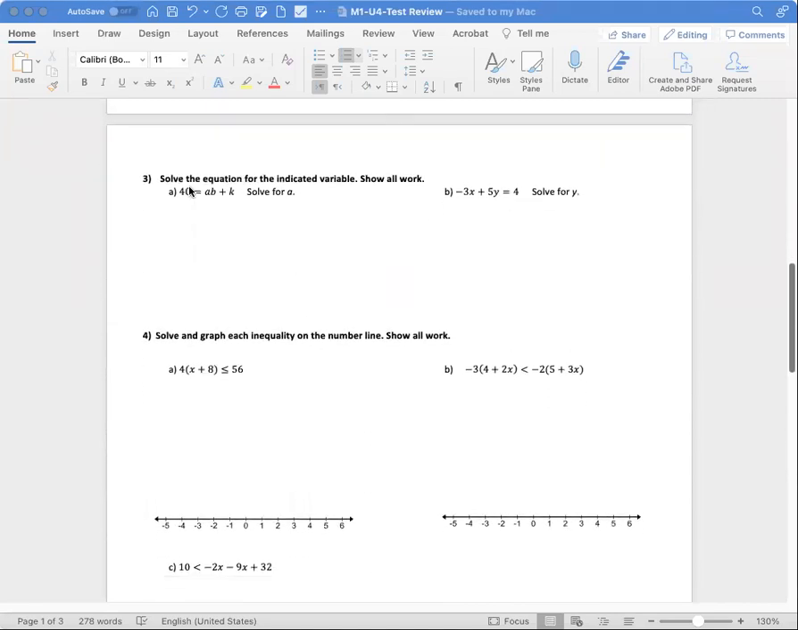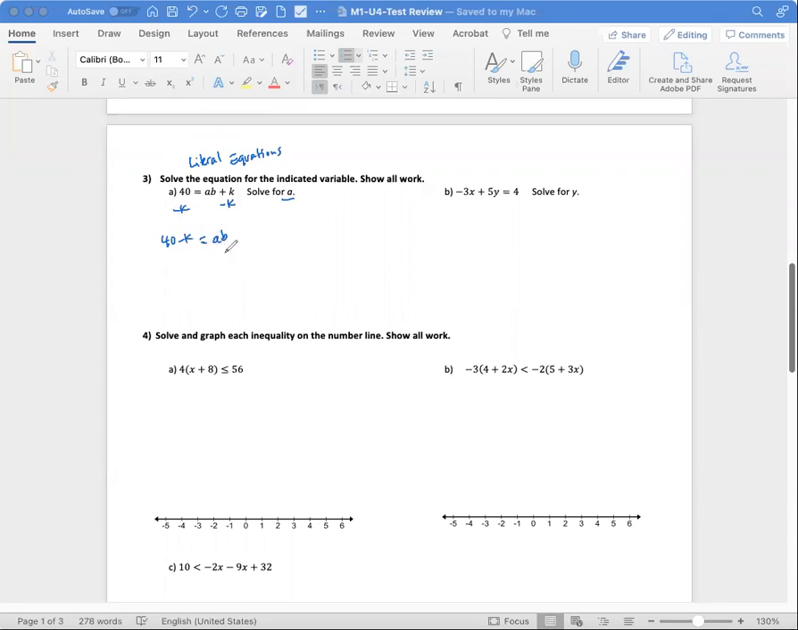Number 3, solve the equation for the indicated variable. This is basically lesson 4.4, part of literal equations, solving for one variable. So we're solving for A. We want to isolate A, to get A by itself. Again, you work from far to near. You start by subtracting K from both sides. You get 40 minus K is equal to AB.